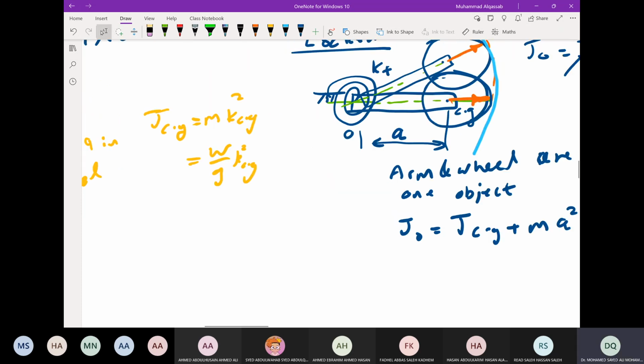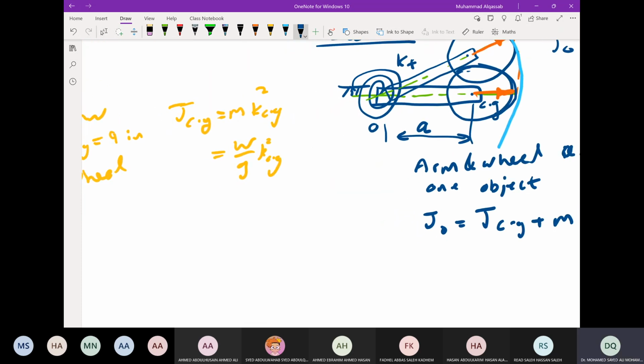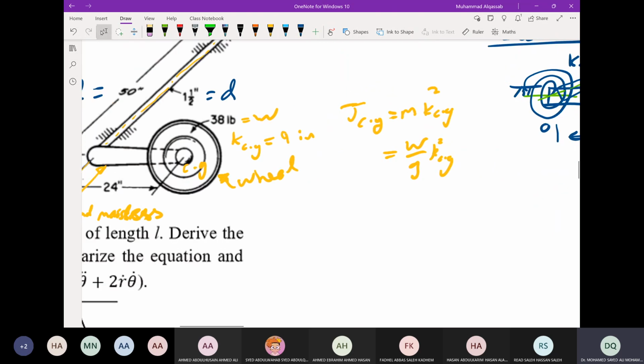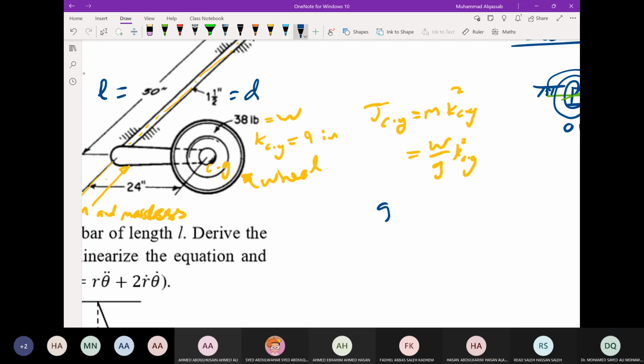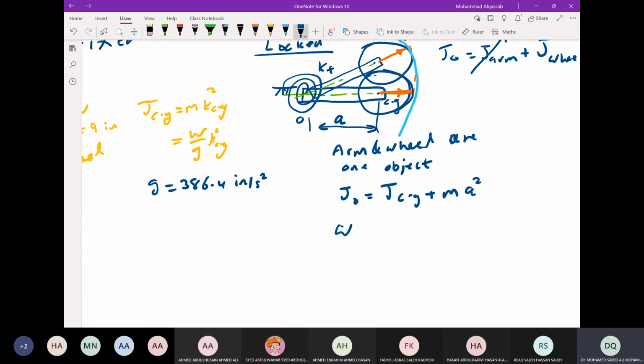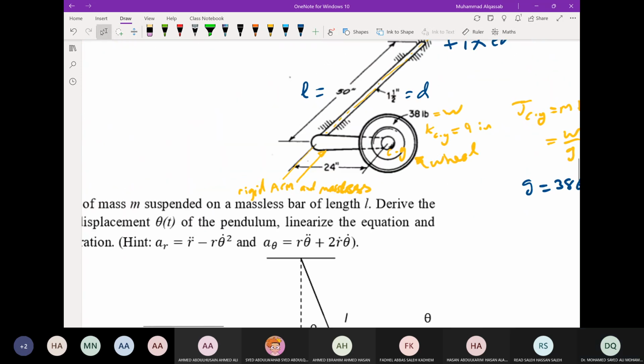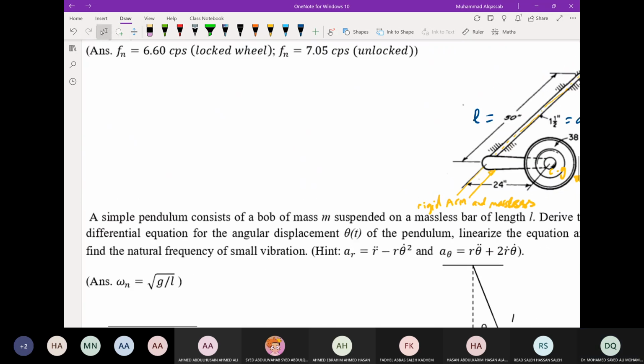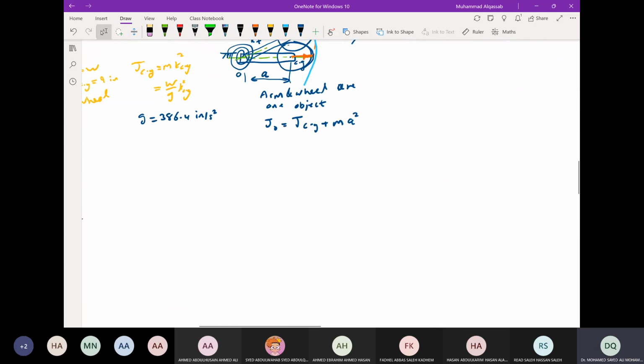JCG is M times KCG squared, and K is given as 9 inches, and the weight is given. Then we have to use W over g, and everything in inches. Then g is 386. Okay, and that will give you omega n, or if you want fn, I think the answer is given in hertz. So you use fn.